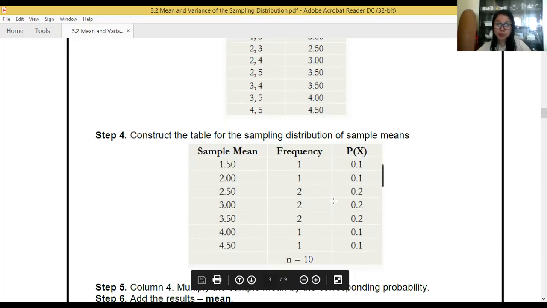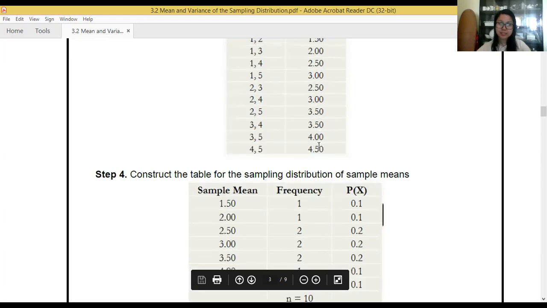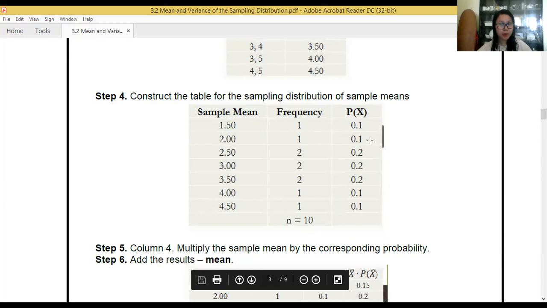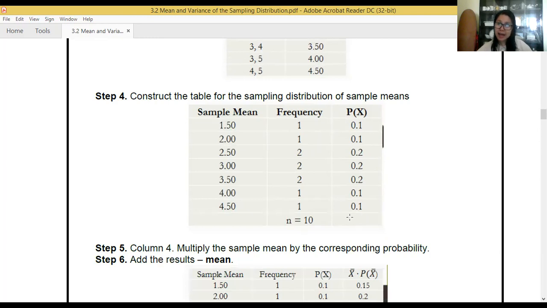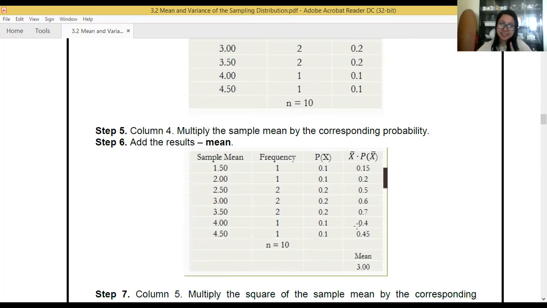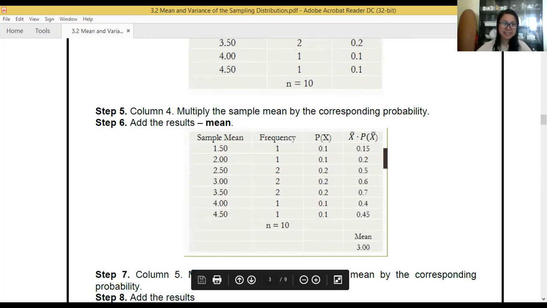In the third column, P of X, remember there are 10 entries, right? In the mean on top, there are 10 possible samples. So we'll have 1 divided by 10, that's 0.1. 1 divided by 10, 0.1. 2 divided by 10, that's 0.2. And if you add this column, you will have what number? You will have the sum of 1. Next, let's go to steps 5 and 6.